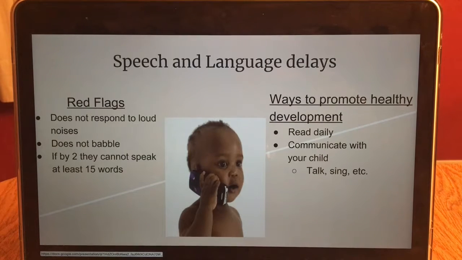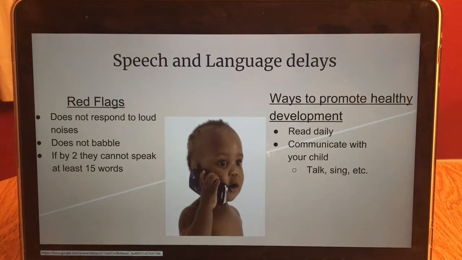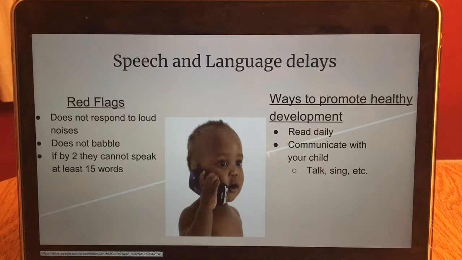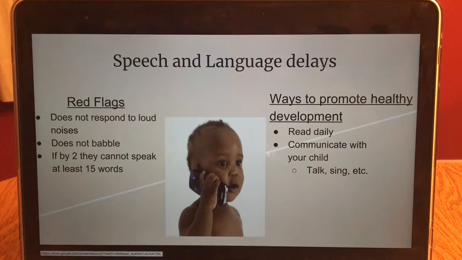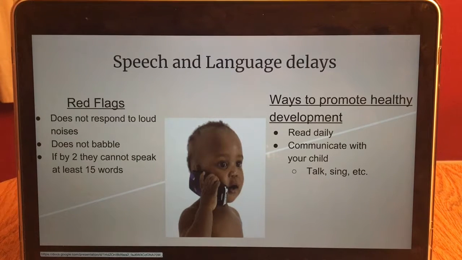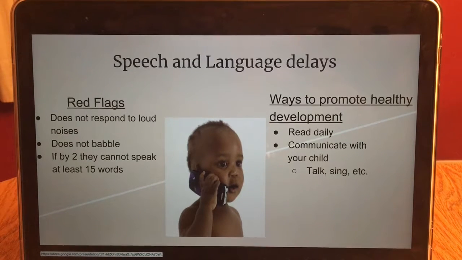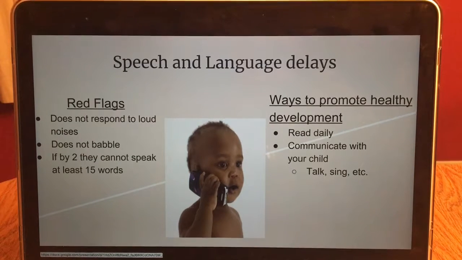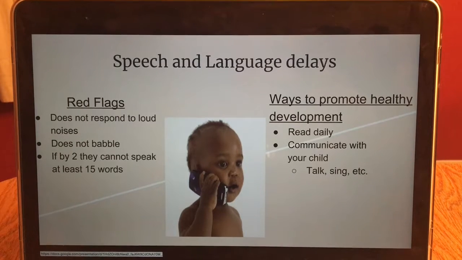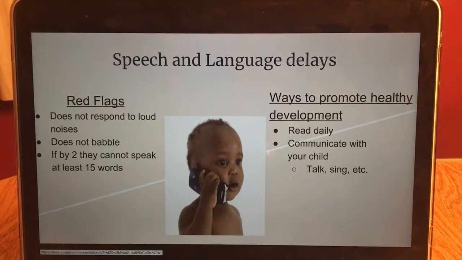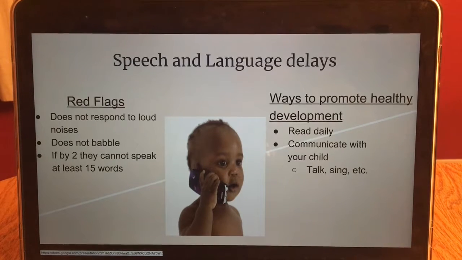Speech and language delays. Red flags to watch out for are if a child does not respond to loud noises, does not babble at a young age, and if by 2 they cannot speak at least 15 words. Ways to promote healthy development are to read to them daily and communicate with your child by talking, singing, just engaging with them.